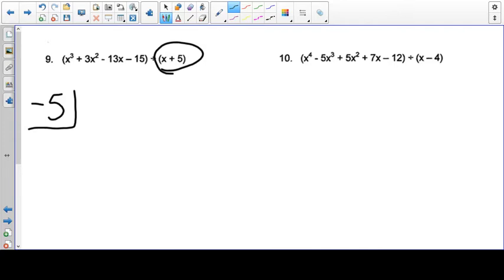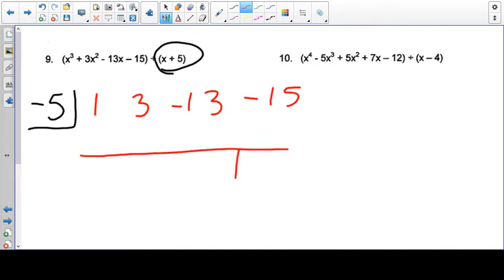Then I'm going to go ahead and take the coefficients of every term. So I have 1, 3, -13, and -15. Going to bring down that first term. Then I take that 1 times -5, and I get -5. So I have 3 minus 5, which gives me -2.